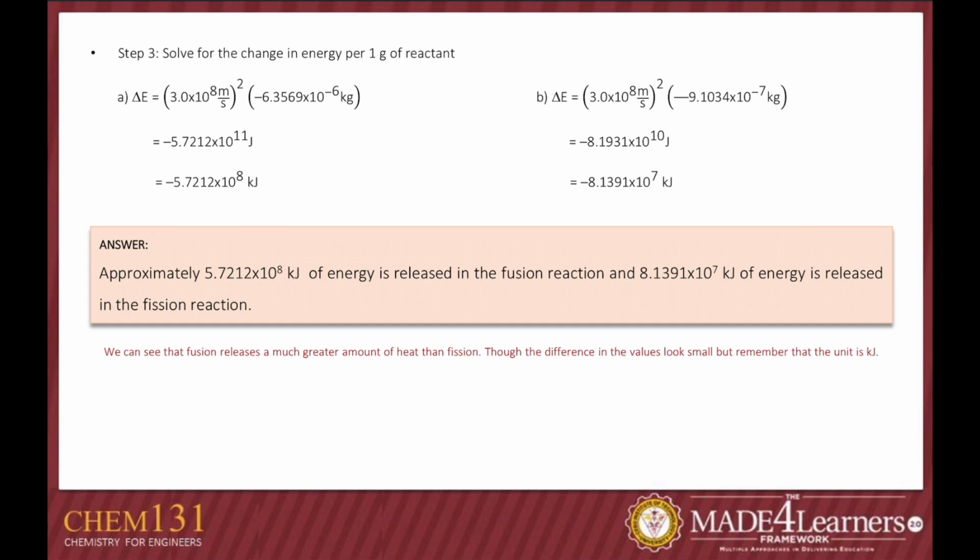So we can see that the energy released in fusion is 5.72 times 10 to the power of 8 kilojoules. And here it's 8.14 times 10 to the power of 7. They look close, but we have to take note that the unit is kilojoules. So the difference in their energy is big. And the energy released in fusion is greater.